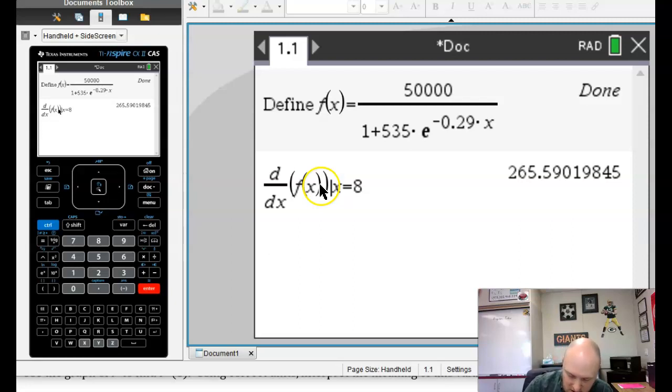I'm just going to jot this down if you want to make a note of this. f prime of 8 is equal to 265.590. Okay.